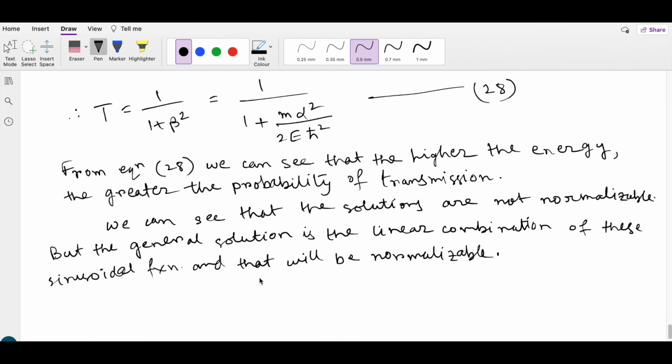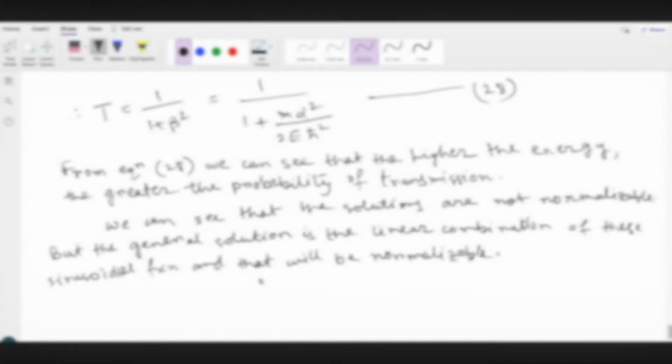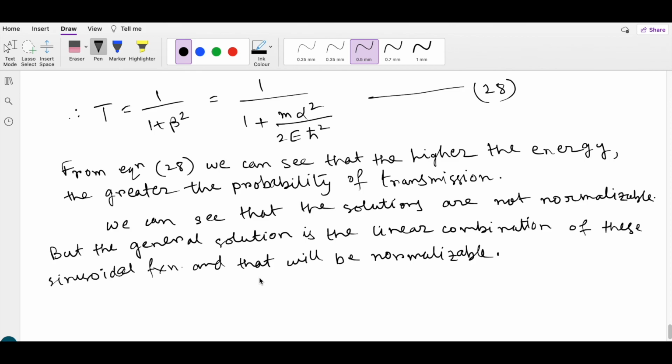We can also see that the solutions are not normalizable, but the general solution is a linear combination of these sinusoidal functions. The exponential kind of functions are known as sinusoidal functions, and the general solution is just a linear combination of them. They form a wave packet, and that wave packet represents the particle's wave function, and that can be normalizable.